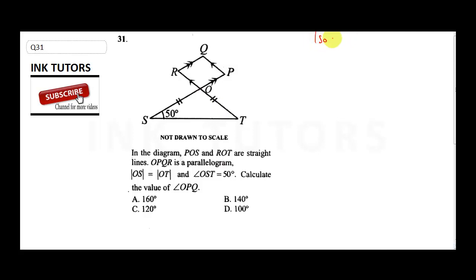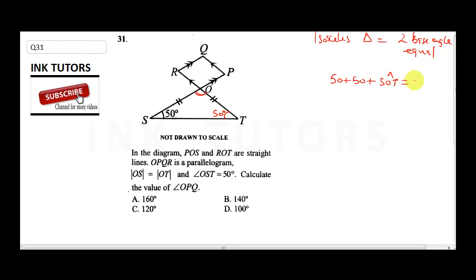Isosceles triangle has the two base angles equal. So that means this place is going to be 50 degrees. Now remember, the sum of angles in a triangle, so we can get this place. The sum of angles in a triangle is what? 180 degrees. So that means 50 plus 50 plus angle SOT is going to give us 180. Therefore, angle SOT will be 180 minus (50 plus 50). That's 180 minus 100, and that will give us 80 degrees.